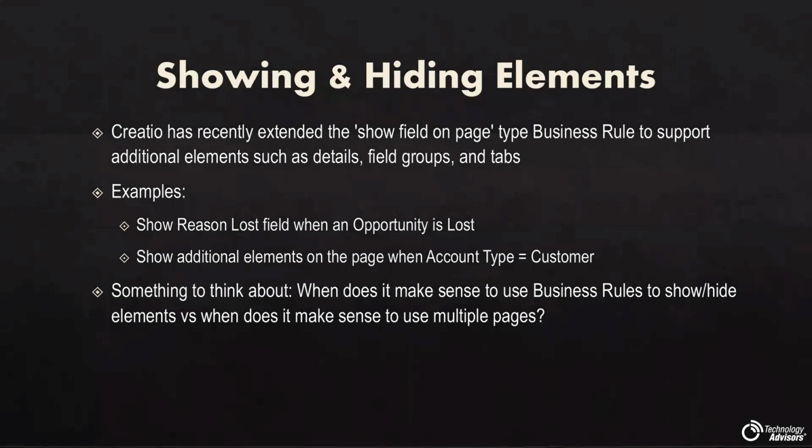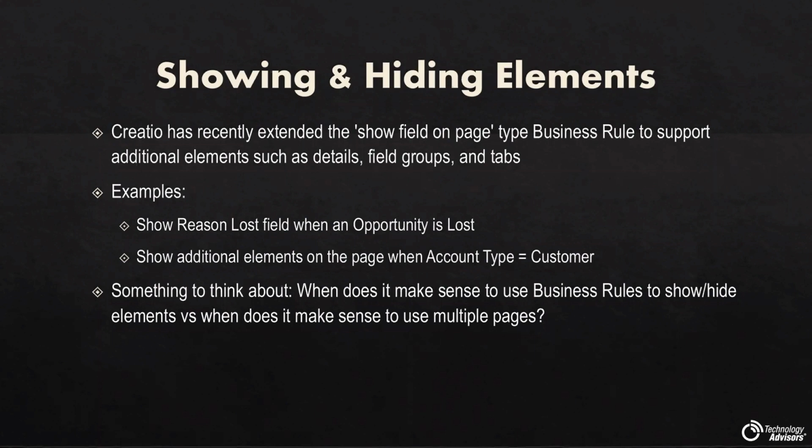Going to walk through examples of each of those 5 types of business rules, starting with showing and hiding elements. As Chris mentioned, this is a function that has existed for a while, but they recently extended it and made it much more powerful. You have traditionally been able to hide or show fields using business rules, but this has been extended to basically any page element. So details, field groups, even tabs can be hidden or shown now using the show hide business rule type. So we're going to walk through a couple of examples here.